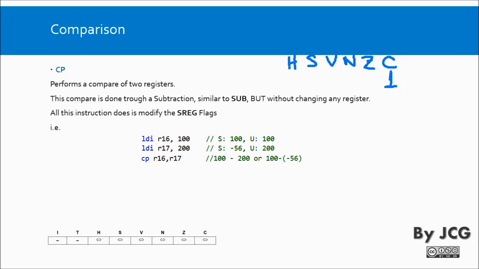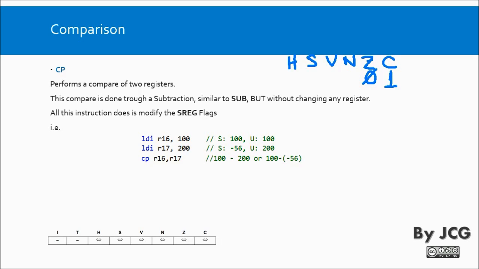Next, we're going to talk about the next easiest, or maybe this one is easier actually, which is the zeta flag. The zeta flag in this case is very easy. If the result is 0, then the zeta flag is going to be on. So of course, 100 minus 200 or even 100 minus 56, both operations are not 0. Then the zeta flag is going to be 0.